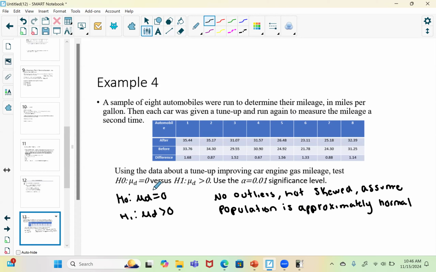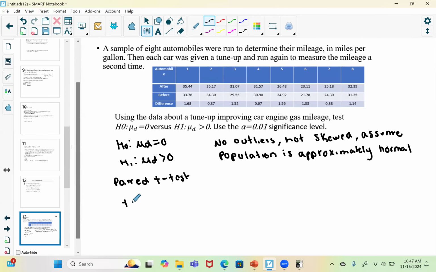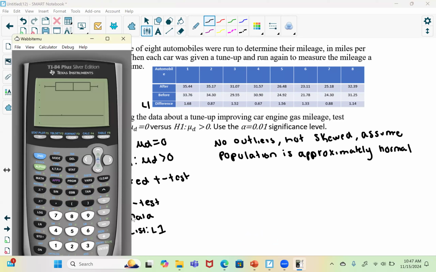So from there, again, the test name is called a paired t-test if they ever ask you for the name of the test, but the command is t-test. So we do t-test, we're going to do data, and our list is L1. Just make sure that somewhere you tell me that you put this data in L1 or whatever list you put it in. Okay, so that's my L1.